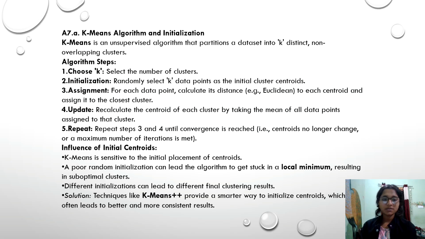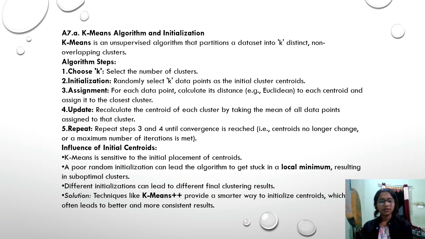Algorithm steps. Choose k: select the number of clusters. Initialization: randomly select k data points as the initial cluster centroids. Assignment: for each data point, calculate its distance to each centroid and assign it to the closest cluster. Update: recalculate the centroid of each cluster by taking the mean of all data points assigned to that cluster. Repeat steps 3 and 4 until convergence is reached.